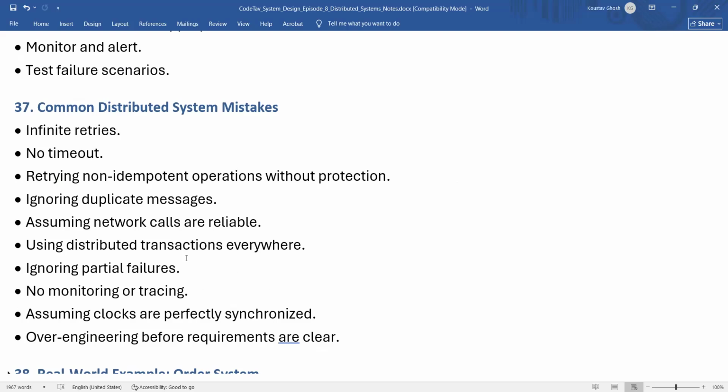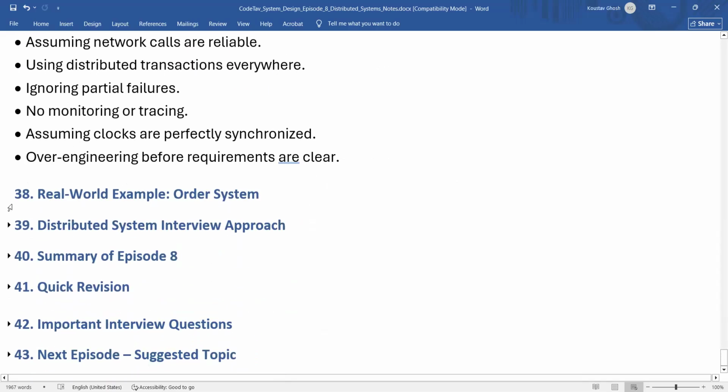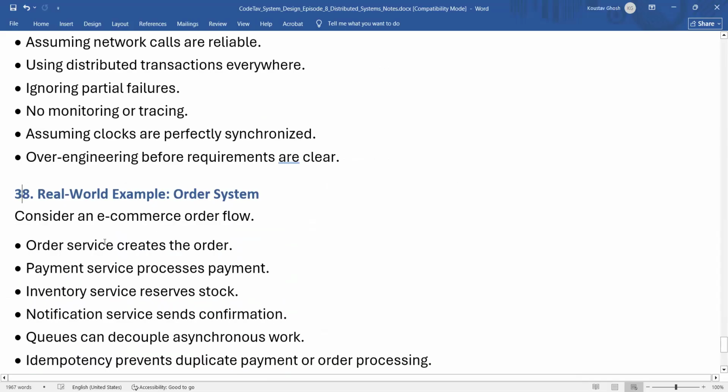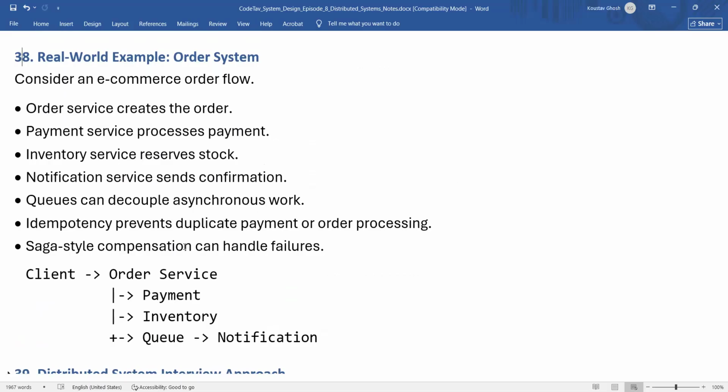So always start with the problem, then step by step narrow down and then make the solution. Then with a real world example, like how the ordering system works, we can know. Suppose a user places an order. So the request reaches the order service. The order service communicates with payment service, inventory service, shipping service.